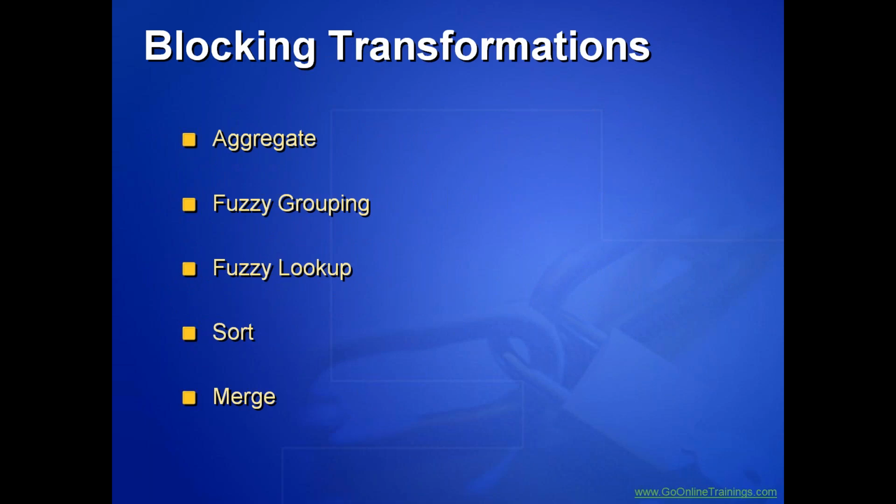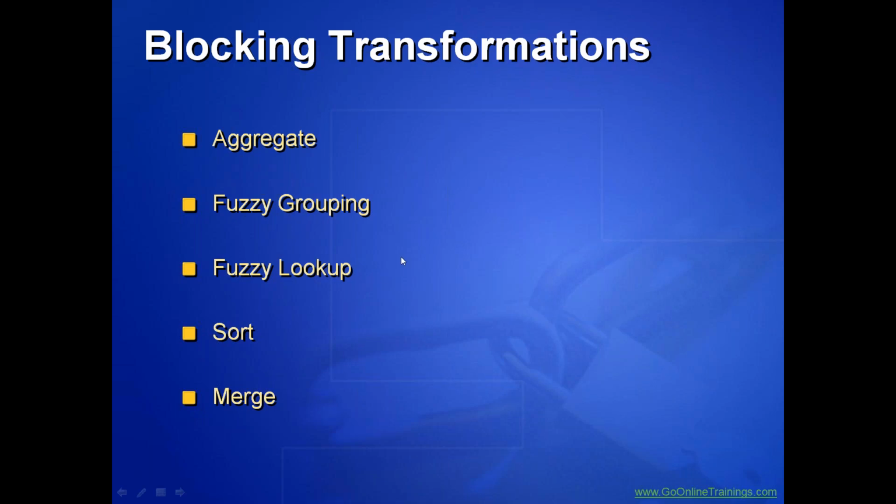Now, what are the blocking transformations that SSIS has? Aggregate, fuzzy grouping, fuzzy lookup, sort, and merge. Out of 35 transformations, these are called blocking transformations. You should use them sparingly, not heavily, not everywhere. If you use them automatically, the performance will decrease, and tomorrow the client will not be happy about your application. Clear? So blocking is very, very dangerous.